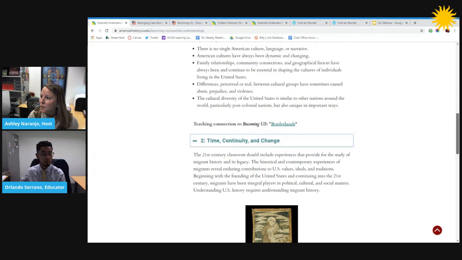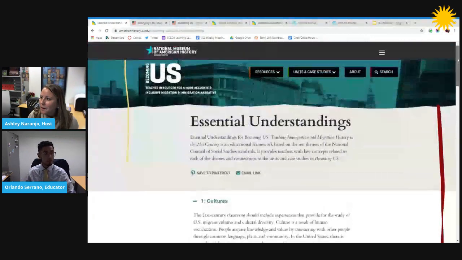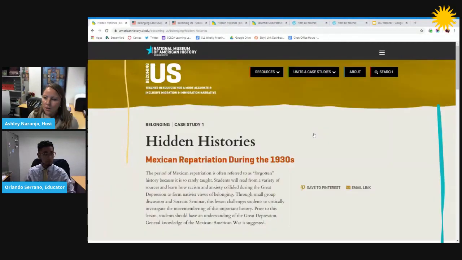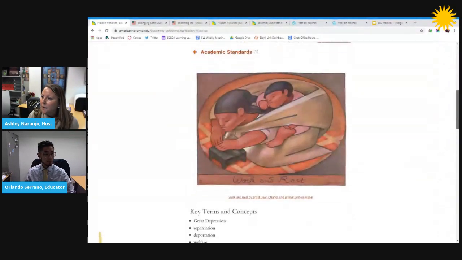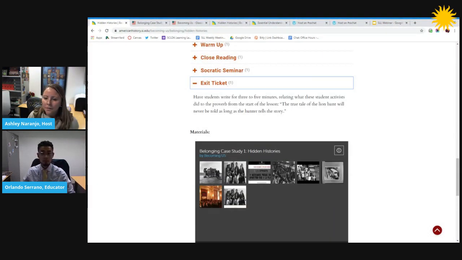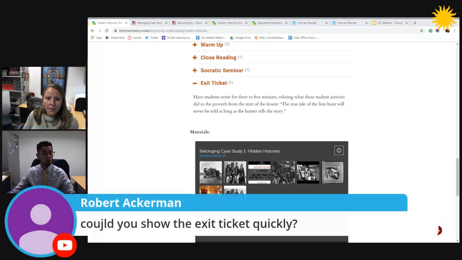Robert had a question, so I wanted to go back quickly so that he could see. He asked about the Mexican repatriation specific unit, and he was especially interested to take a peek at the exit ticket. So I just wanted to show that here for Robert. Here, each of the different areas that has a plus sign allows you to expand so you can see more about each one.